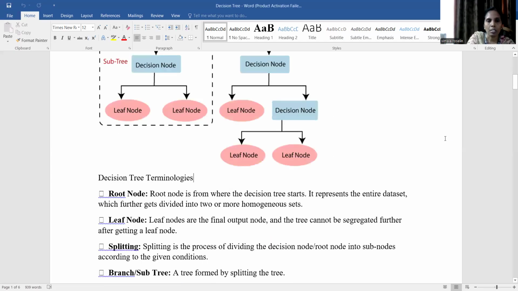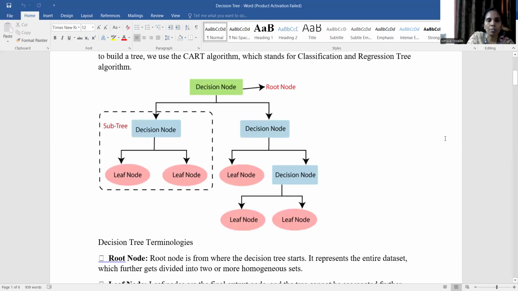In this diagram, the first decision node is called the root node. It is the first node, so it is a decision node. This decision node is divided into subtrees, which are other decision nodes. It is classified into two decision nodes, and again into other decision nodes, and it goes on like that. If a decision node's subtree does not have any further decision node, that node is called a leaf node.